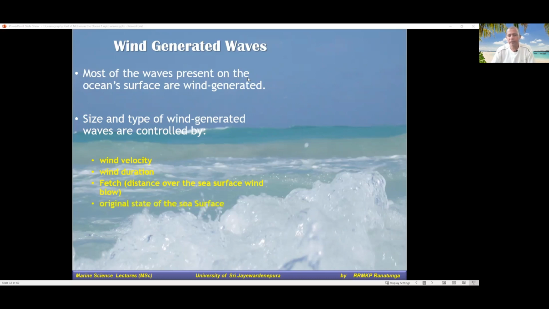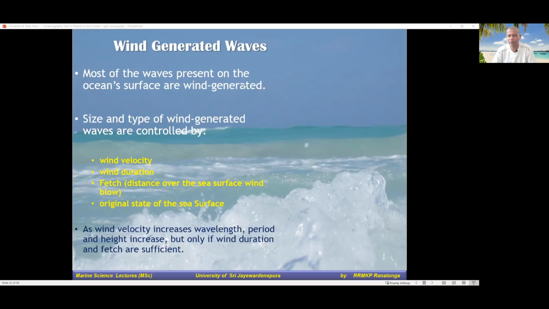And the other thing is the state of the sea surface. We call the state the present situation. If it is already stormy, then you can expect even higher waves, right? If it is very calm, and the wind just started blowing, then you will expect small waves. So these are the key characteristics that will be affecting the waves in the ocean.